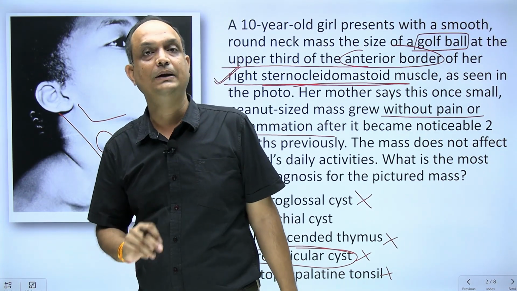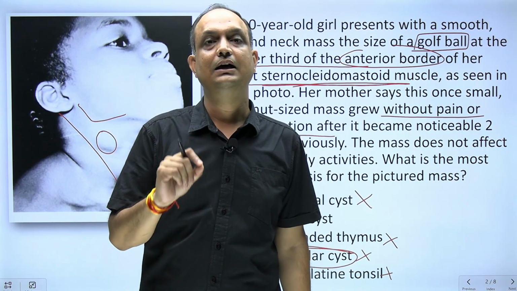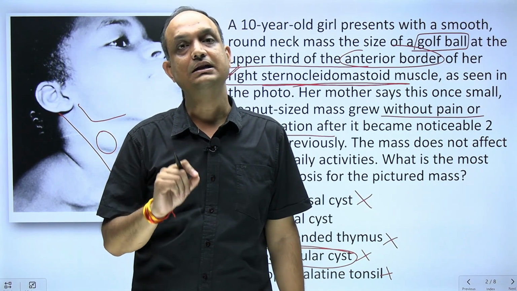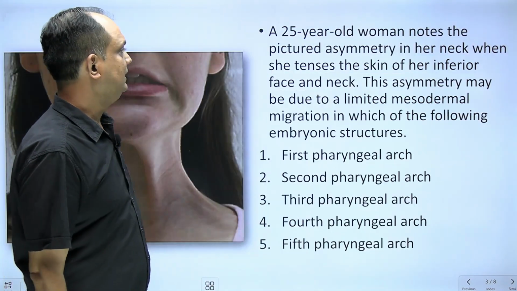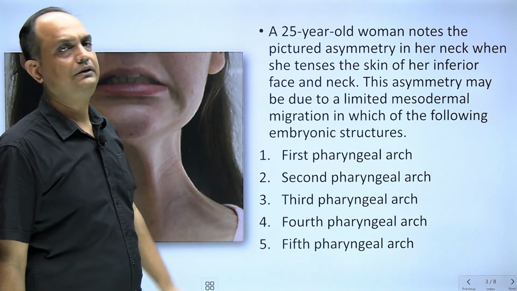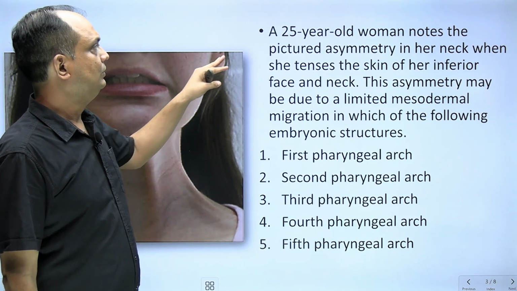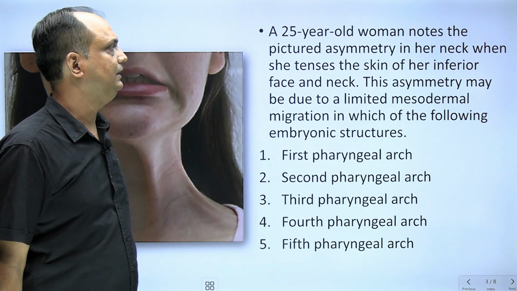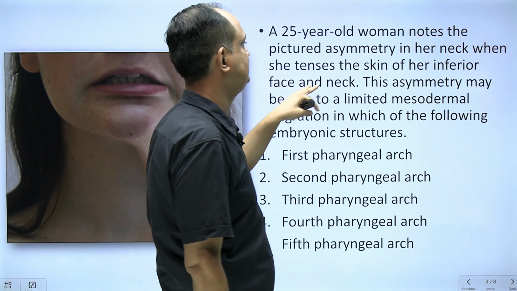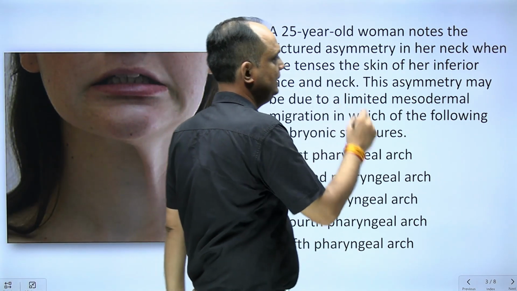And what is the cause of branchial cyst? Answer is they are remnants of cervical sinus. Now the next question is, a 25-year-old woman presented with asymmetry in her neck when she tensed the skin of her inferior face and the neck.